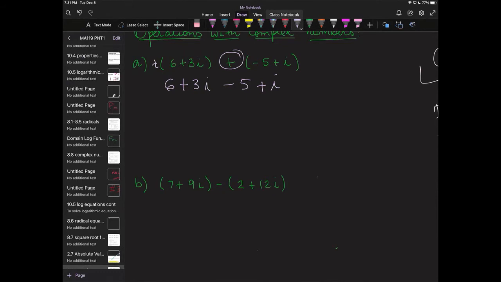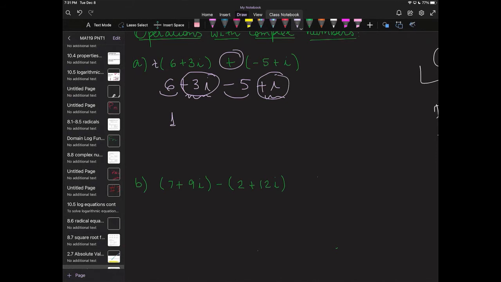Now we're going to look at like terms. Like terms are things that have the same kind of format. So there are regular numbers, and there are terms that have i. We're going to combine the terms with i, and we're going to combine the regular numbers. Now 6 minus 5 is 1. And for i, you take the coefficient, the numbers in front of i, and combine them.